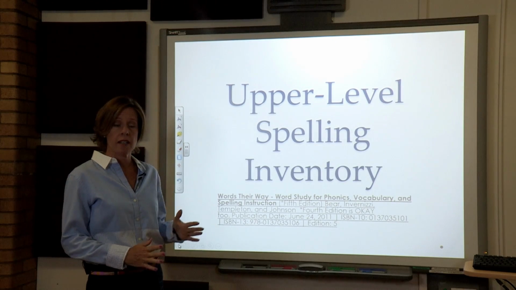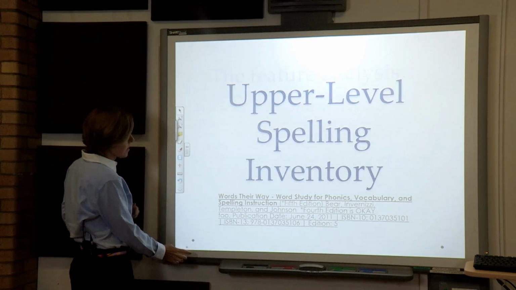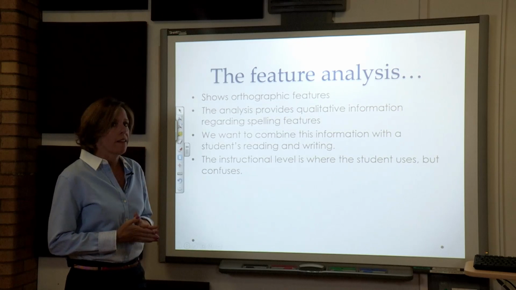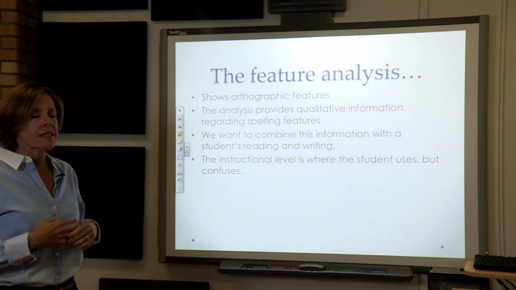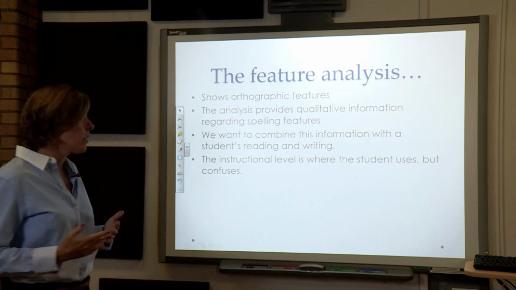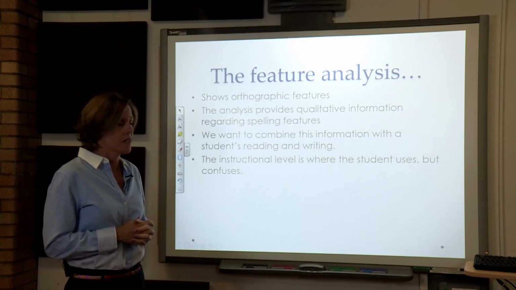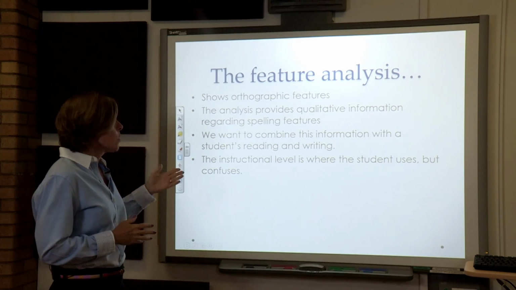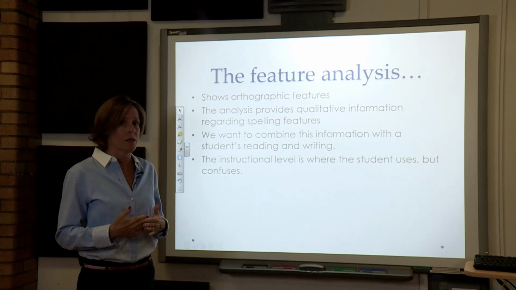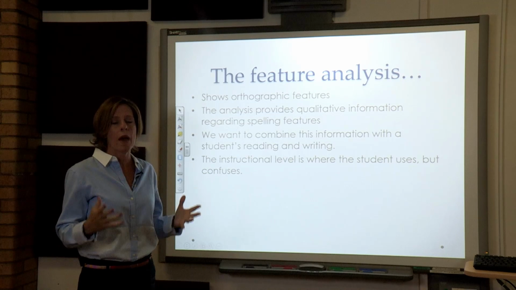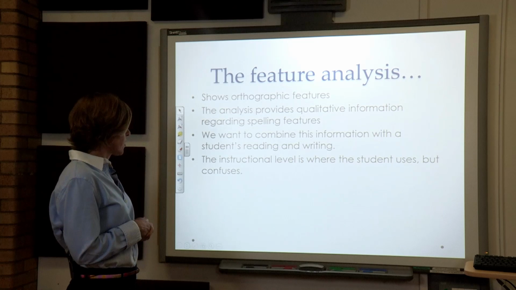Today we're going to do a data analysis on the upper level spelling inventory from Words Their Way. The feature analysis does a few things. As you can see, it shows orthographic features. It's an analysis that provides us with qualitative information regarding spelling features, depending on where the child is on that continuum. We want to combine this information, of course, with their reading and their writing. No one assessment can stand alone. So it's the whole package of looking at multiple assessments of a child that helps us better impact our instruction.